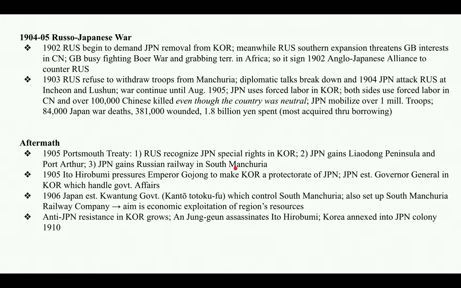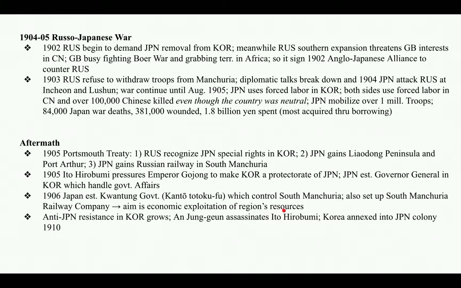In 1905, Ito Hirobumi pressured Emperor Gojong to make Korea a protectorate of Japan. And the Japanese established the Governor General in Korea, which handled government affairs. In 1906, Japan established the Kwantung government, Kanto Totokufu, which controlled South Manchuria. And it set up the South Manchuria Railway Company, whose aim was the economic exploitation of the region's resources.